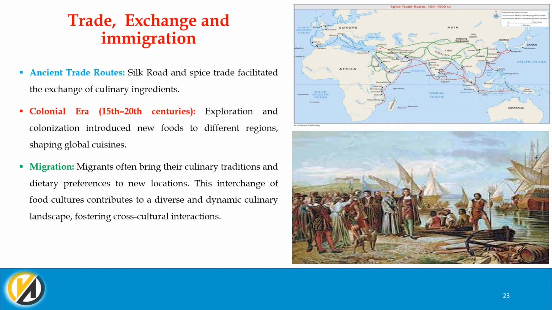The next topic to be discussed is trade, exchange, and migration dynamics. Ancient trade routes such as the Silk Road and the spice trade facilitated the exchange of culinary ingredients. For example, currently the world's major energy sources are wheat, rice, and corn.